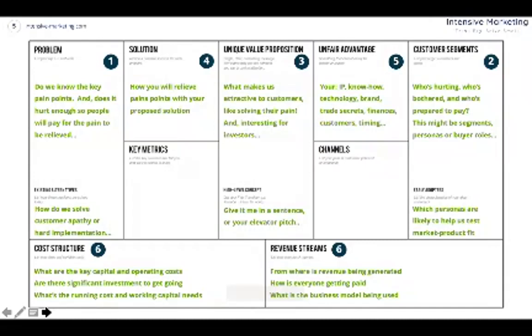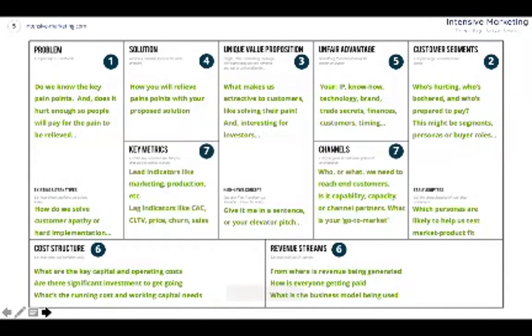The same goes for revenue streams. So where is it going to be generated? How's everyone getting paid? And what's the business model? And when I say how's everyone getting paid, that links us neatly to 7, which is the channels.